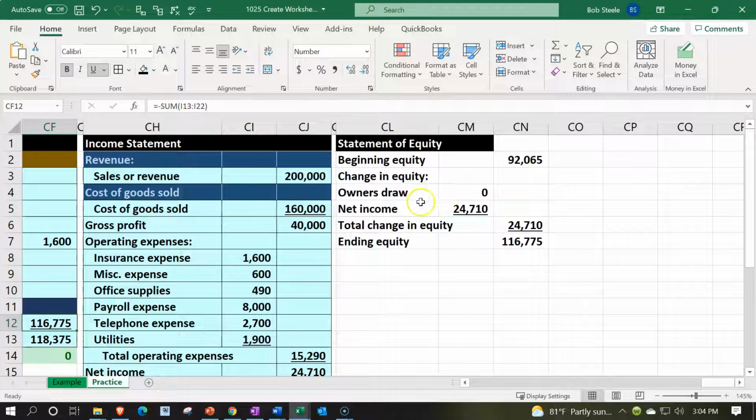So then I'm just going to do some formatting. Let's do some indentations here by going to the Home tab, Alignment, Indent.